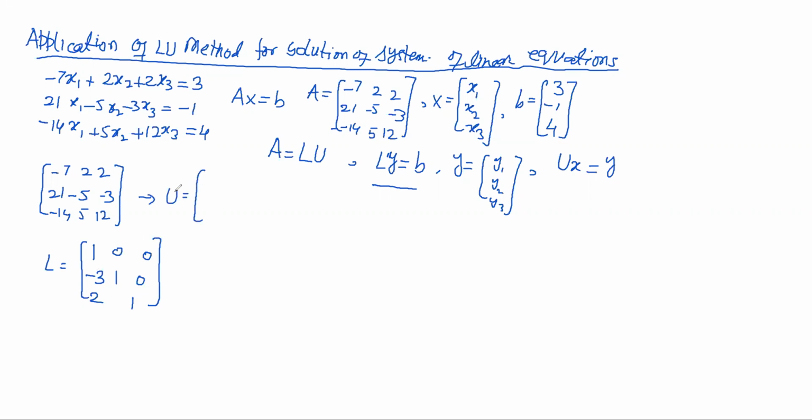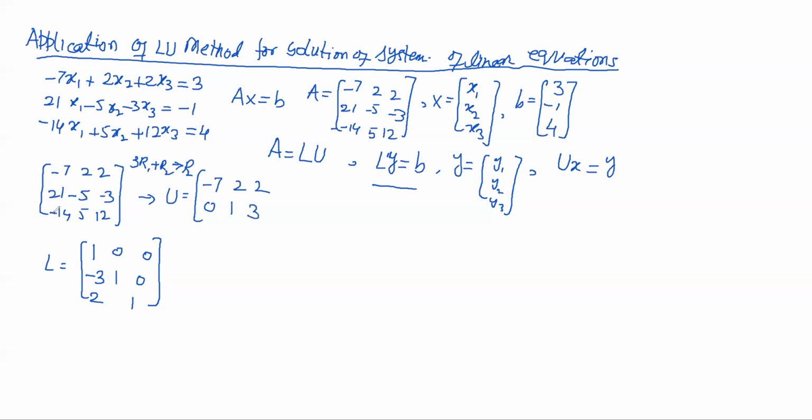And then for U, as a first step, we have to make 0 these 21 and -14. So it will be -7, 2, and 2. And to make it 0, what I will need to do is take 3 times row 1 plus row 2, and that will be row 2. Okay. So it will be 0. Then 6 minus 5 is 1. And then 6 plus -3 is 3.